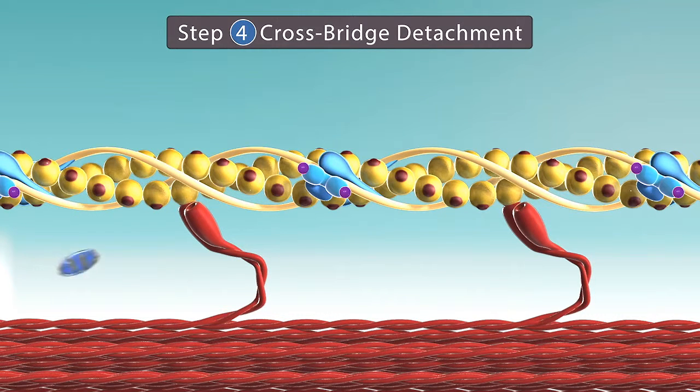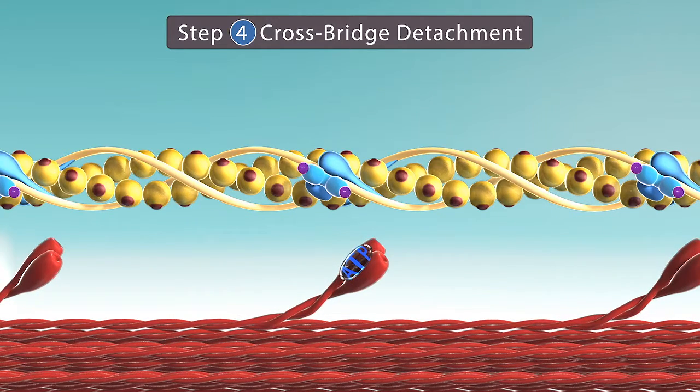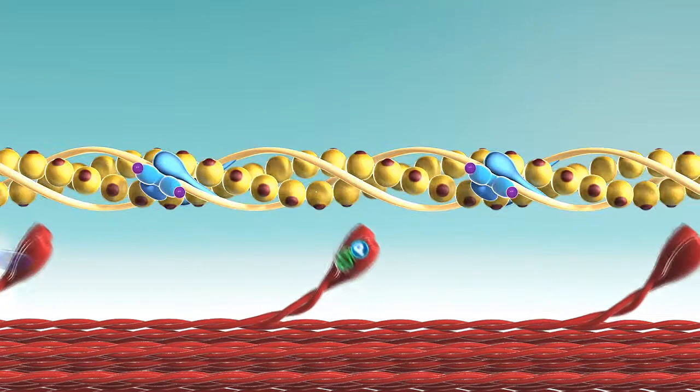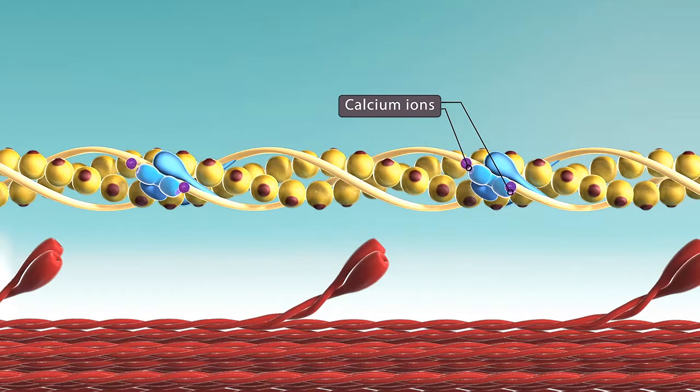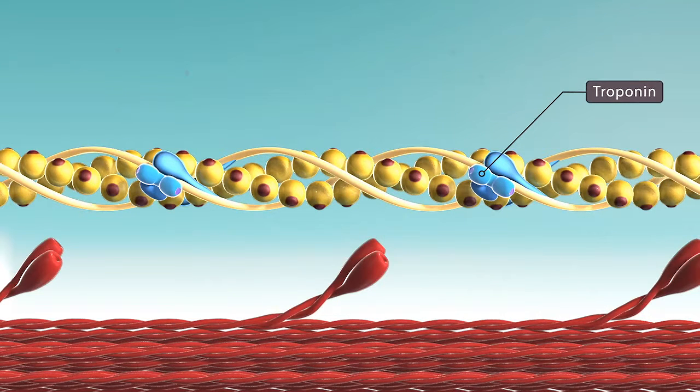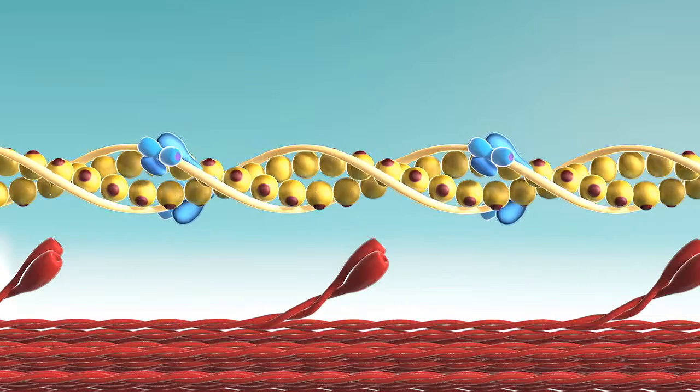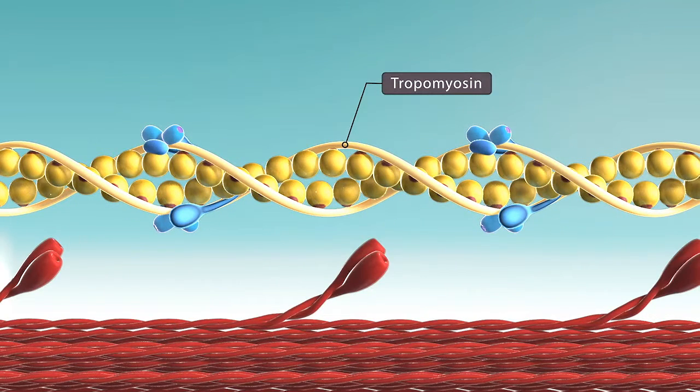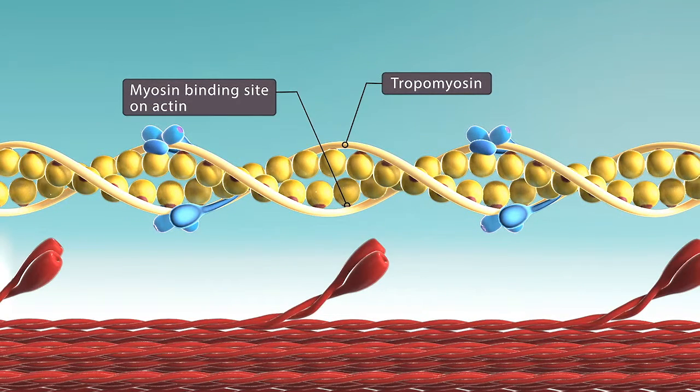At the end of the power stroke, myosin releases the remaining ADP molecule and forms a cross bridge with actin and awaits the introduction of another molecule of ATP to begin the cycle again. Once the action potential ceases, calcium is removed from the cytoplasm and troponin reconfigures, which allows tropomyosin to block the active sites on actin. The erector spinae muscles then resume their relaxed state.